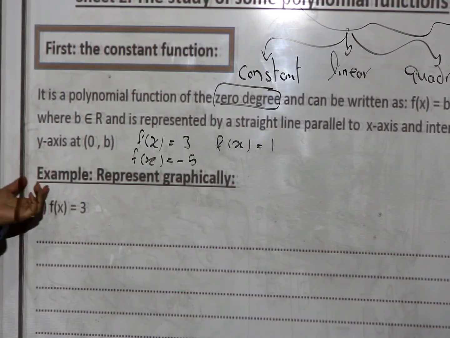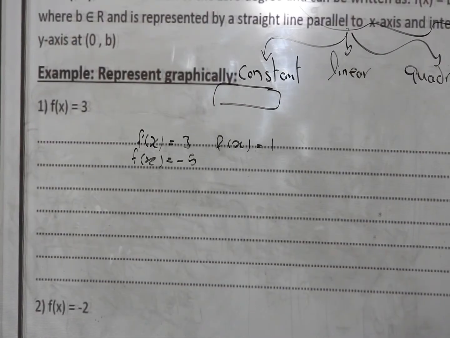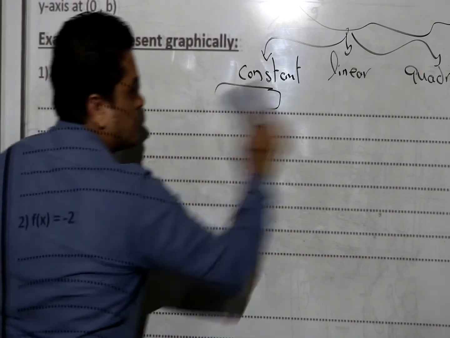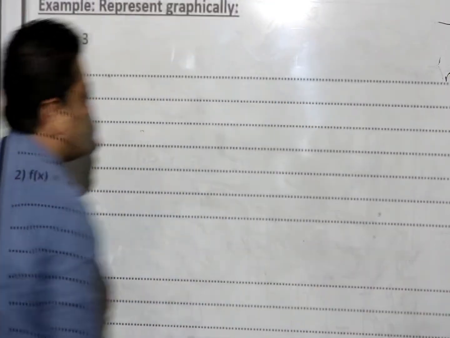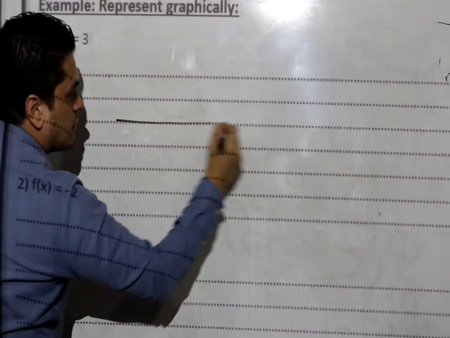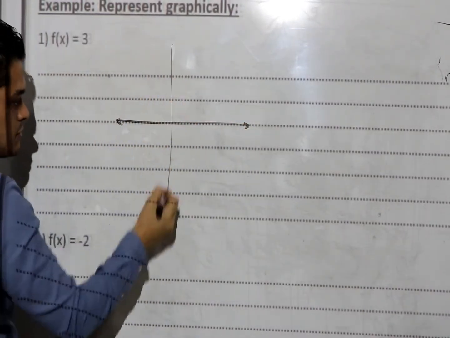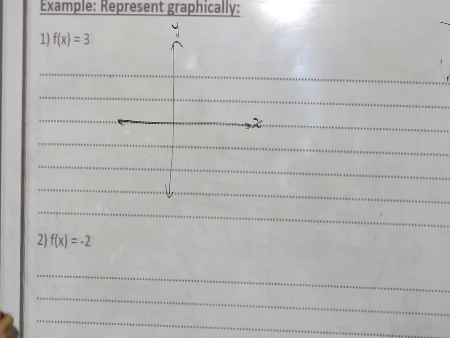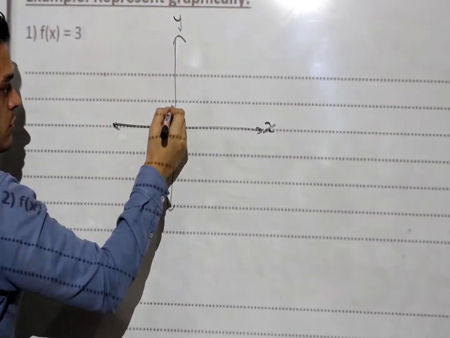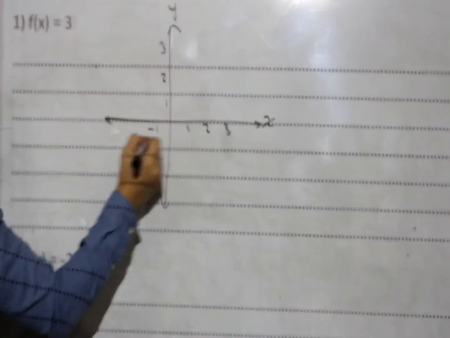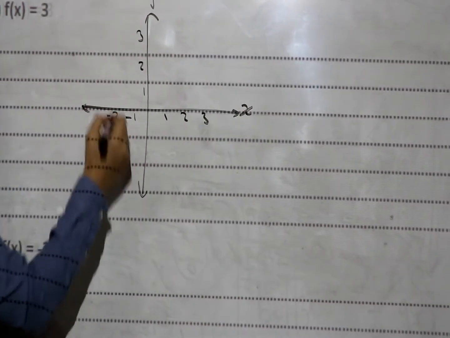So the first example, represent graphically f of x equals 3. How to represent it graphically? You have to draw your axes, x-axis and y-axis, and put your numbers.